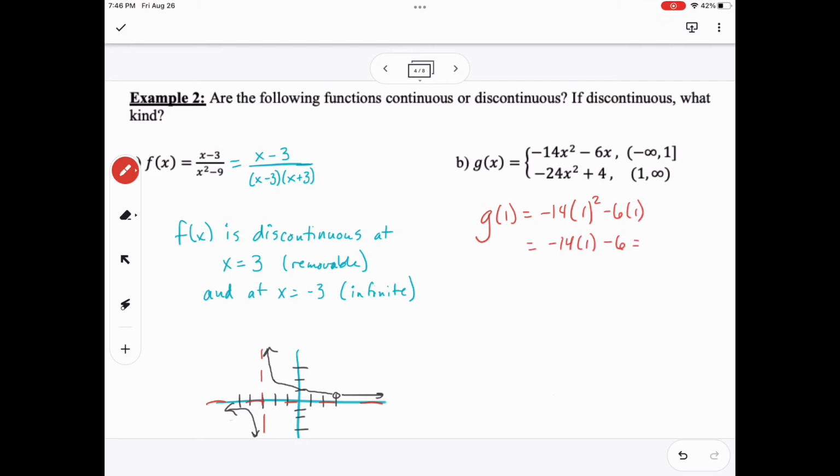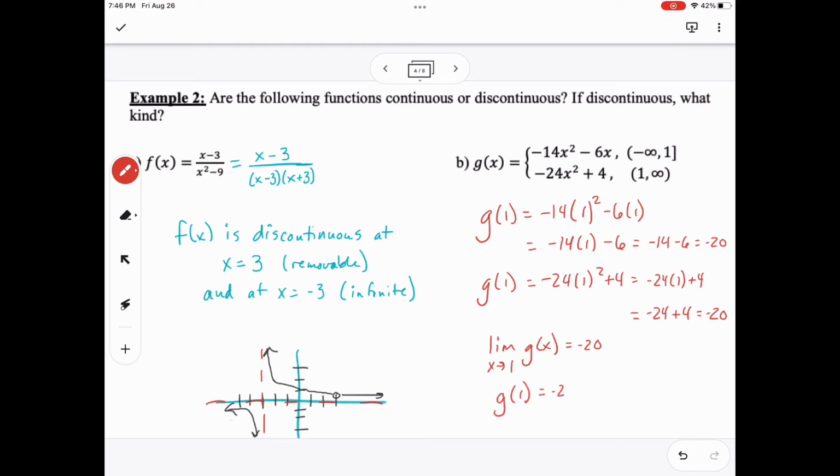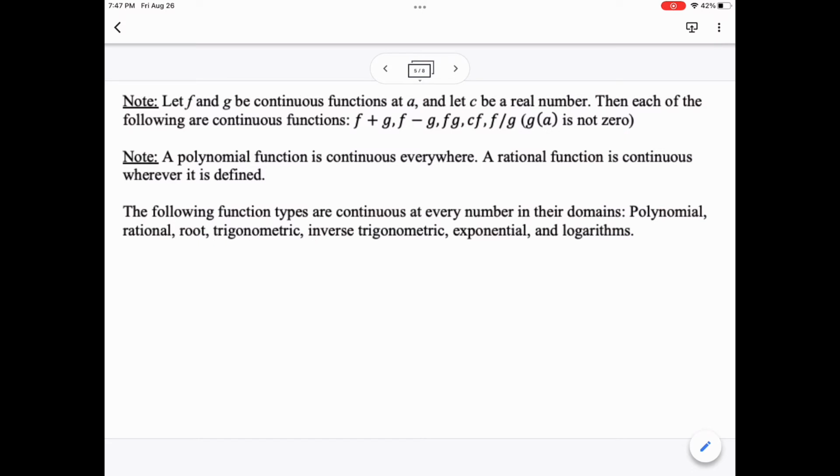Now sometimes it's hard to see. Also, a piecewise function is not necessarily discontinuous. You have to check where the break is and what those values are approaching to make sure. Here, on both sides, when we're approaching the value of 1, we're both getting -20. So that means the limit does exist. It is defined there because one of the pieces equals that value at 1, and they both match. So that must mean it's a continuous function.